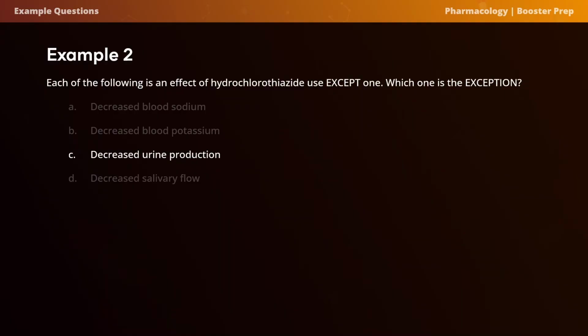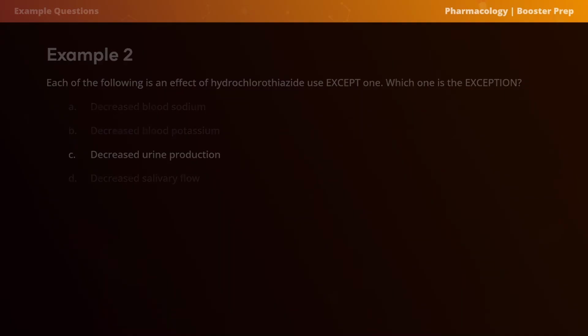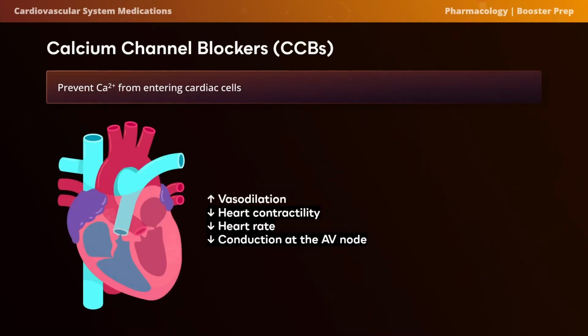Now, although I didn't go into detail about options A and B, don't worry about those. What's most important is that urine production is increased, not decreased. Oh, and don't forget that thiazide diuretics can also cause xerostomia, so it leads to decreased salivary flow. Okay, now let's go back to drugs that act on the heart by going over calcium channel blockers.